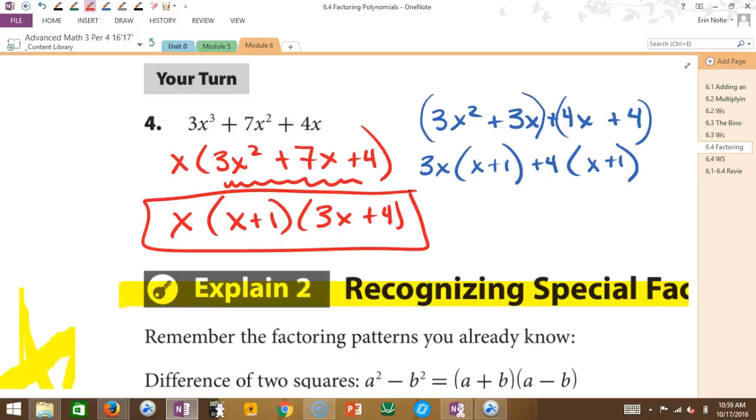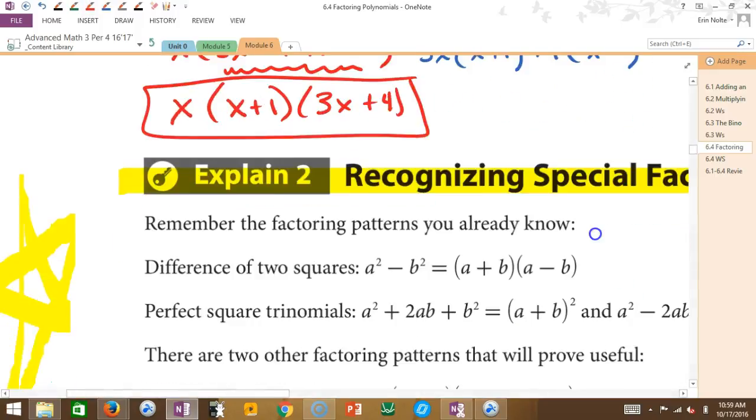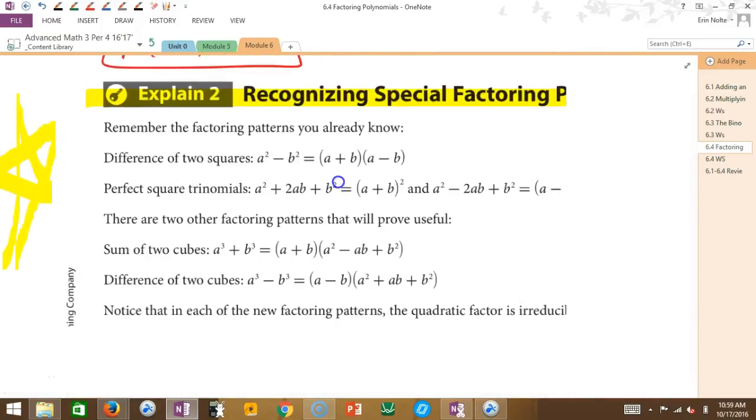Or you just factor as far as you can. So if that quadratic wasn't factorable, you would still just say the answer is x times that quantity. So that's somewhat factored. Are we okay with greatest common factor? That's pretty simple, right? Okay, so there's a few cases here.